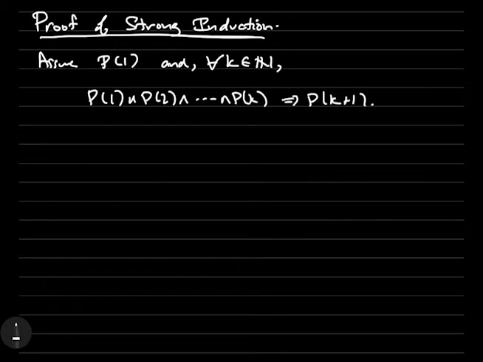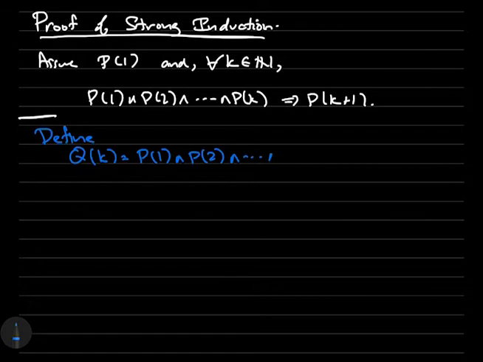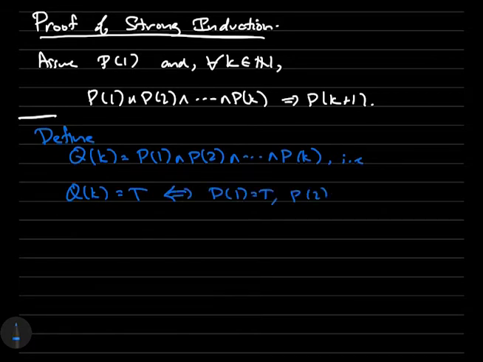Let me explain. Let P be any propositional function on the natural numbers n. Now define Q to be a different propositional function on n defined as follows. Q of n is P of 1 and P of 2 and P of 3 and ... P of n minus 1 and P of n. More explicitly, Q of n is true if and only if P of k is true for all k from 1 to n.